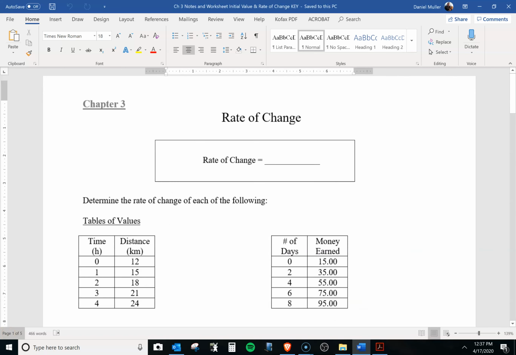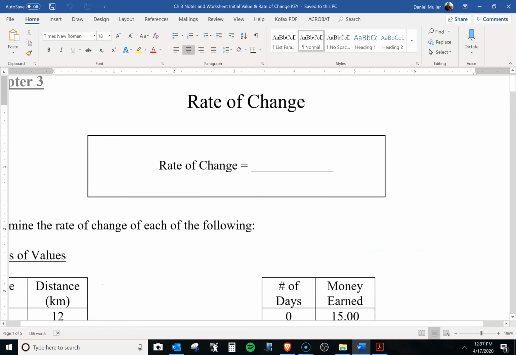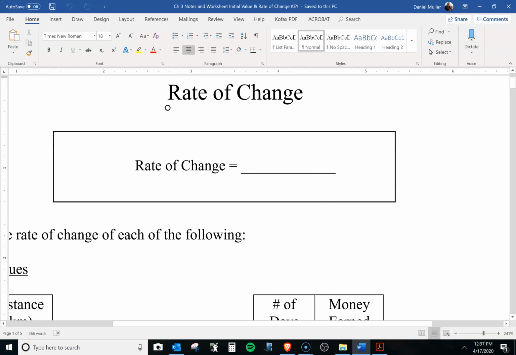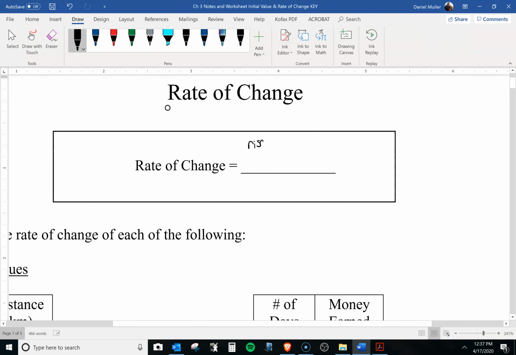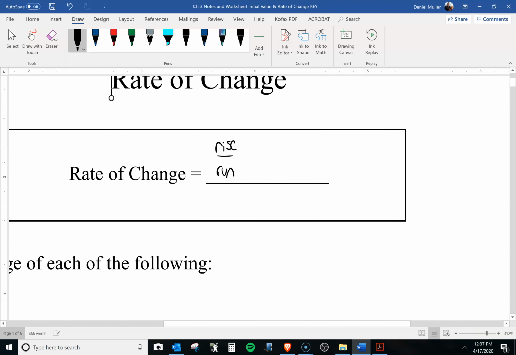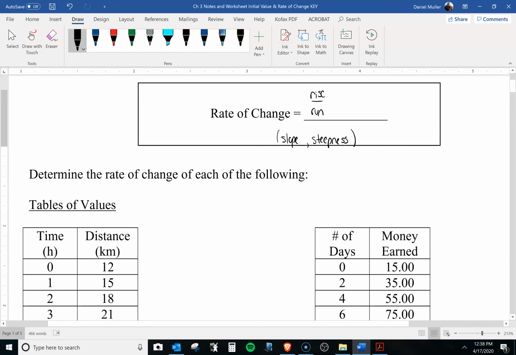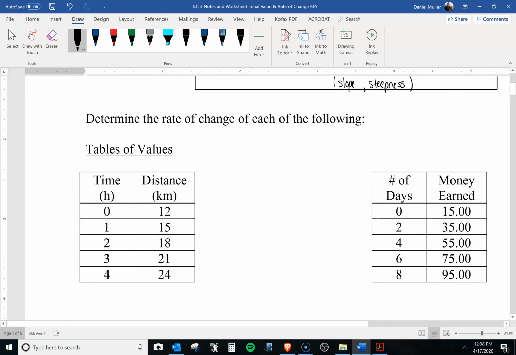All right, so this is the last chapter here, rate of change. Now we do know what rate of change is, or we should remember that it is the rise over the run, also known as our slope, or our steepness. All right, now we can find the rate of change in three different ways. So type number 1 here, the rate of change is found in a table of values.